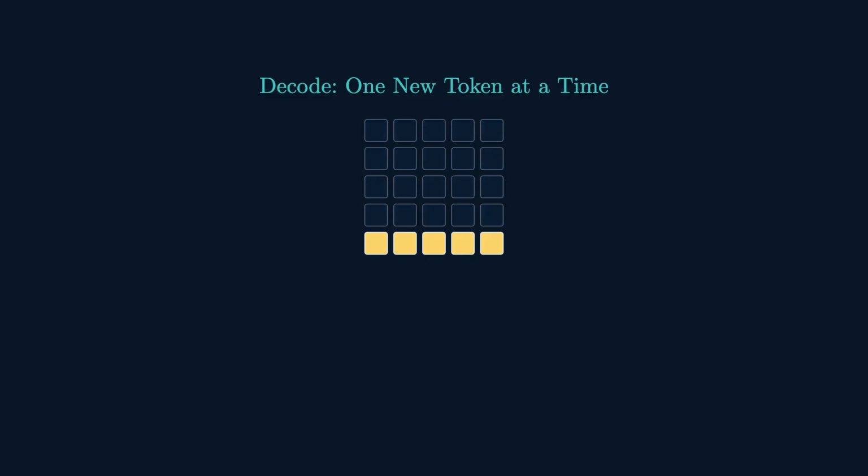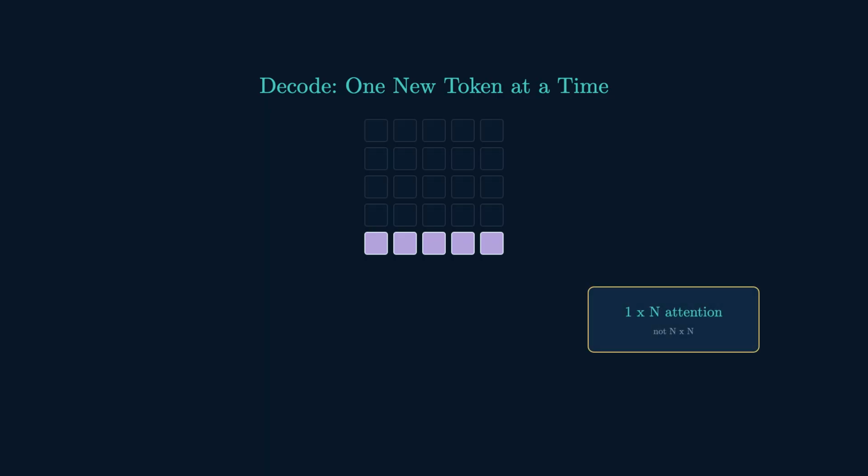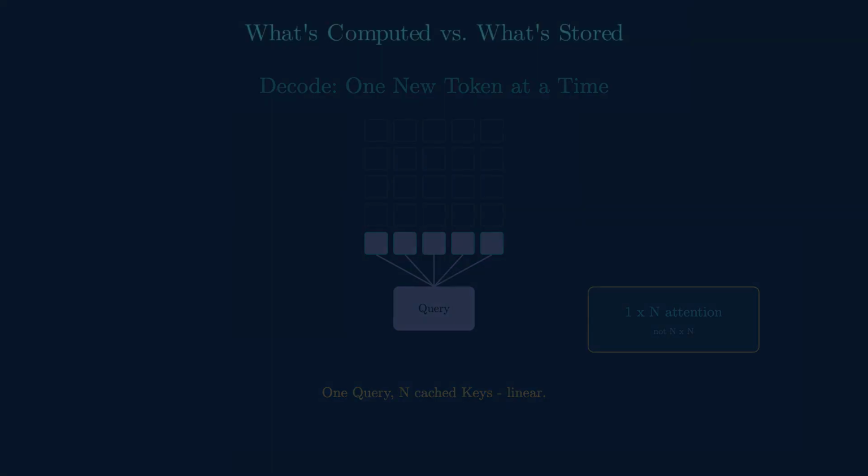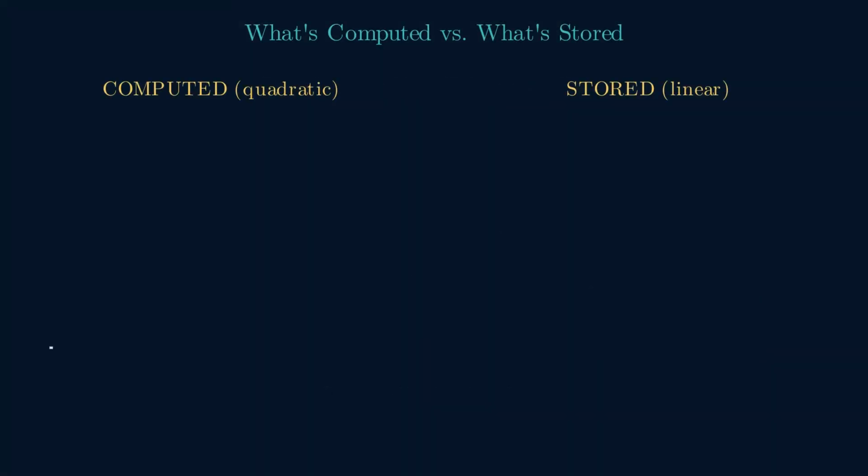Once the prompt's been processed, generation goes one token at a time. Each new token is a single query attending over the n keys already sitting in the cache. 1 by n, not n by n. That step is linear. Same shape as the cache itself, which is no coincidence, because it's reading exactly that cache. So both claims are correct, about different things.